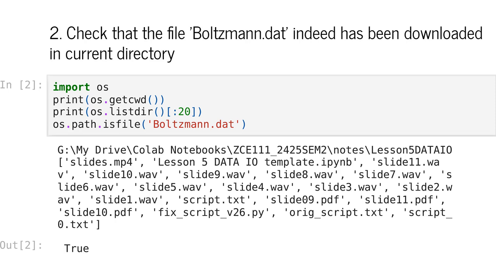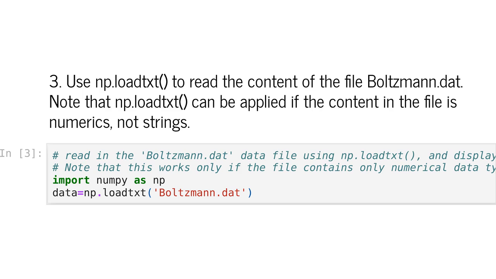Finally, os.path.isfile, followed by our file name, boltzmann.dat, checks specifically for the existence of this file, and will return True if it is found, or False otherwise. This confirmation step is crucial before we proceed to read and process the file, ensuring that our data source is actually available. Now that we have confirmed our data file boltzmann.dat exists, we can proceed to read its contents into our Python environment.